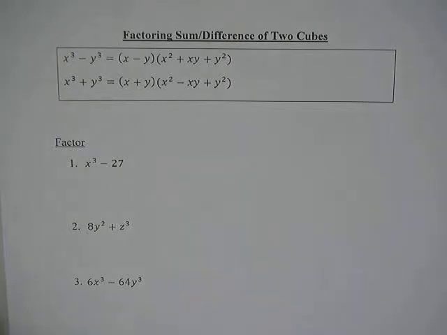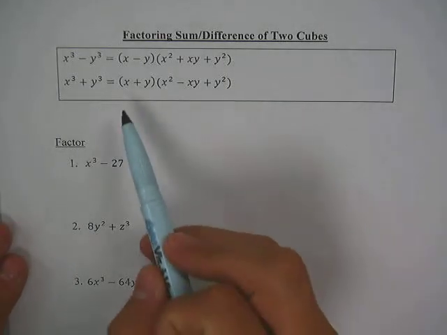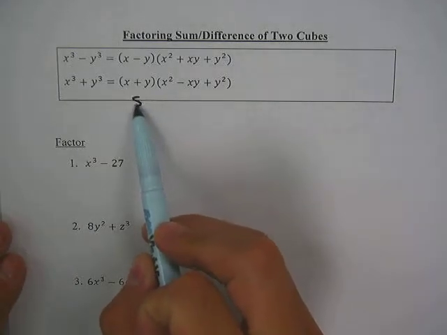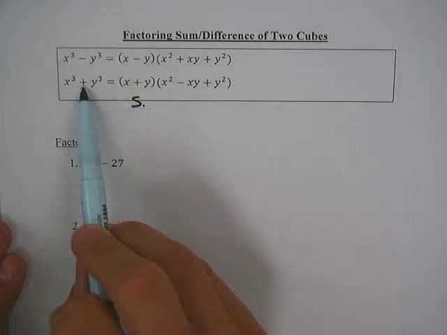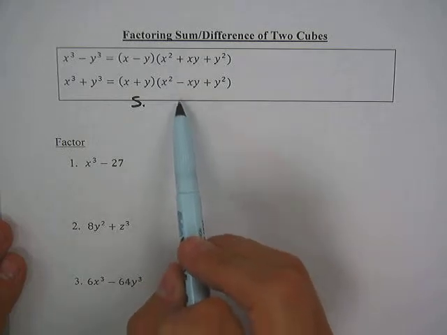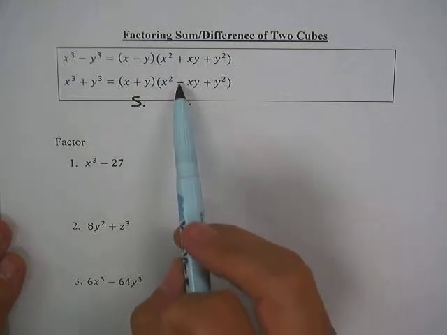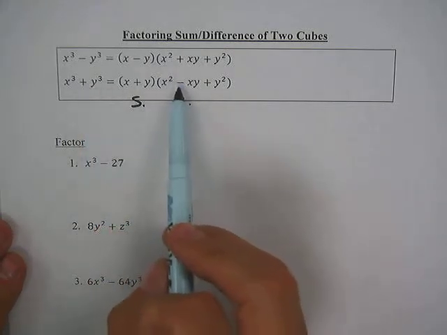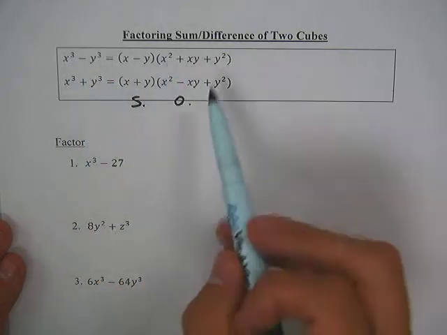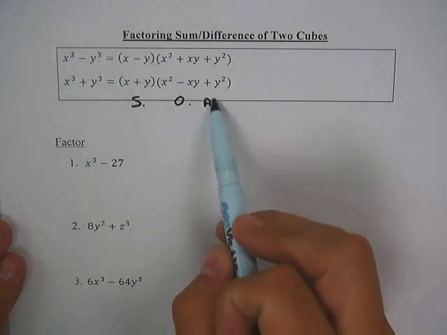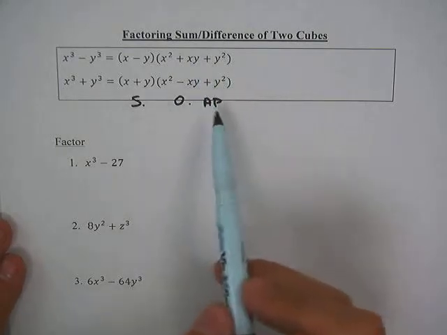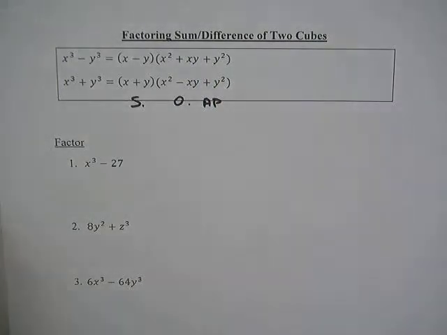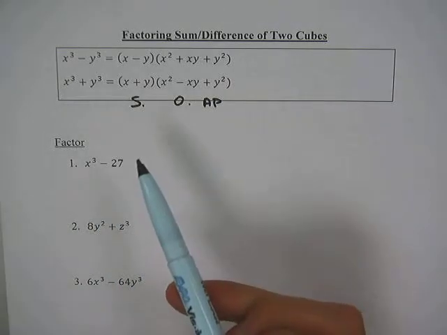And one way that you can remember the signs is the word SOAP, meaning this first sign is S. S stands for the same, so this sign is the same as this. This middle sign is O. It's always the opposite of this, so this is plus, this is minus. If it was minus, it's plus. And the last one is AP, always positive. So this one's always plus. So SOAP is one way that you can remember at least the signs.